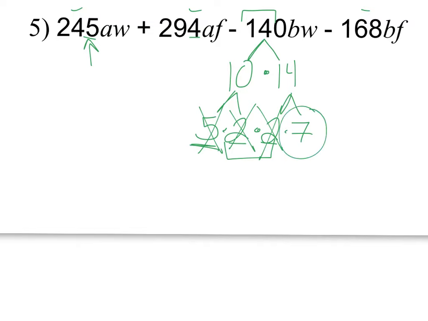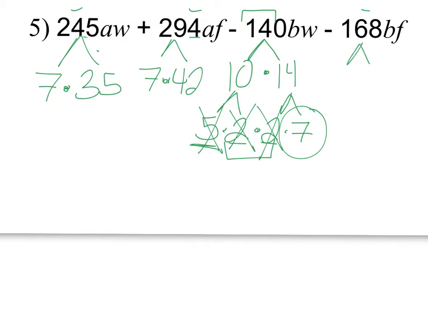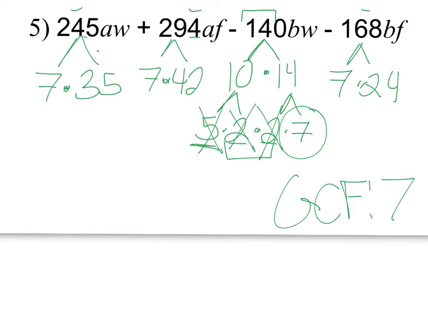So my last thing I can check is 7. And all I would do is I would go through these different numbers and I would divide by 7 and see if it works. And it does. 245 divided by 7 is 35. 249 divided by 7 is 42. 168 divided by 7 is 24. So that's kind of cool. That's a lot sneakier, kind of backwards thinking way to figure out what your GCF is.